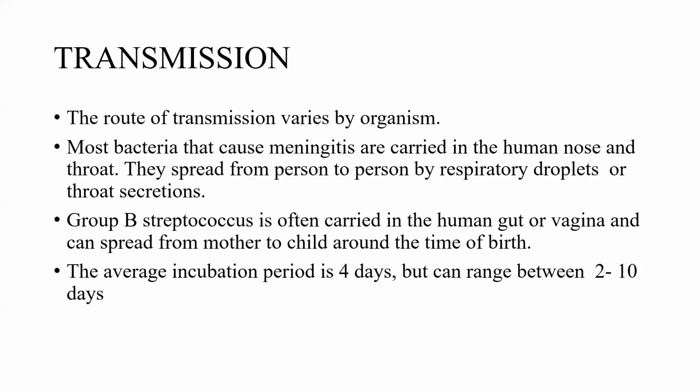The route of transmission of the causative agents varies, but most bacteria that cause meningitis are carried in the nose and the throat of individuals, and the spread is from person to person by respiratory droplets or throat secretions. Group B Streptococcus, however, is often carried in the gut and the genital organs of females and can be spread from mother to the child around the time of birth.